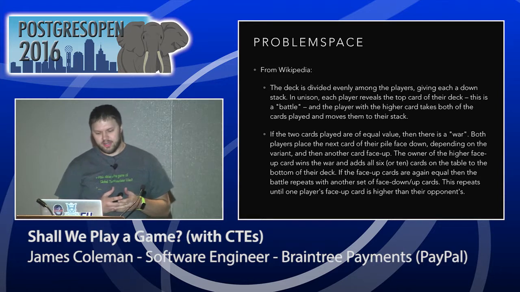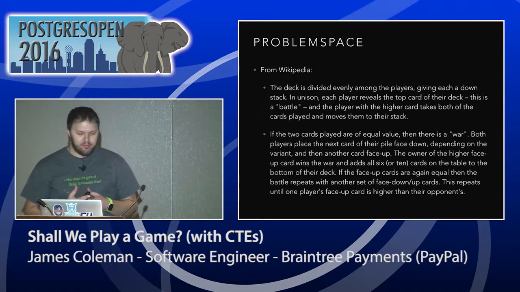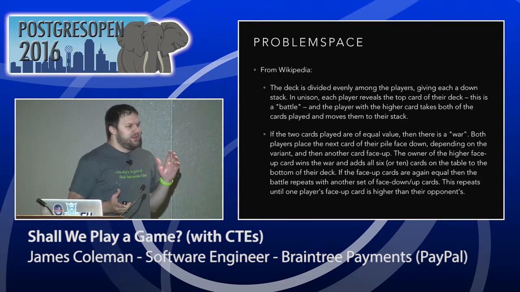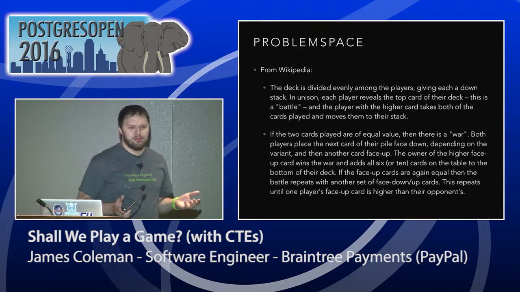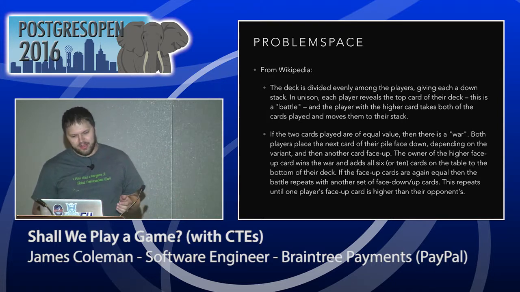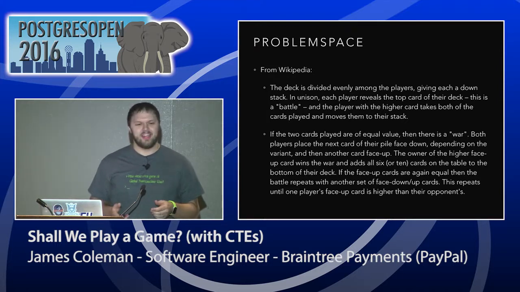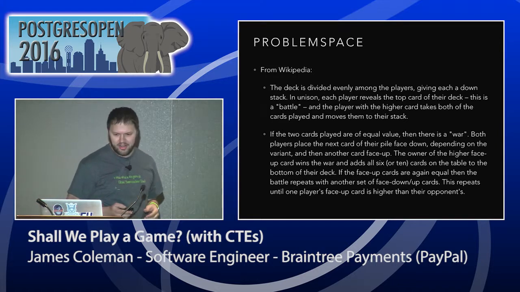If the face-up cards are again equal, then the battle repeats with another set of face-up down cards. This repeats until one player's face-up card is higher than their opponent's. Now, for those of you who aren't familiar with the game, thinking through this scenario, you realize that you can't actually do anything to win. It's pure random chance. This is why probably you don't play this as an adult. It's also why it's great for kids on long car rides, because hopefully they don't know yet that they can't actually win, and it can take a long, long, long time to make your way through an entire game.